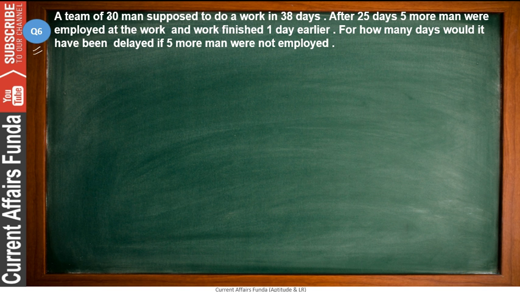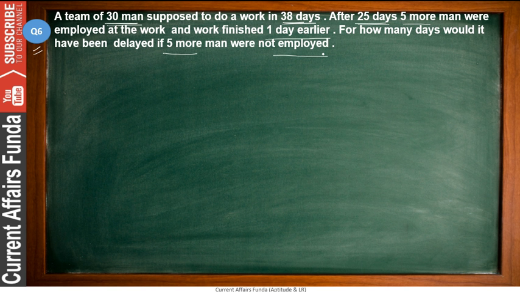So our question is like this: a team of 30 men supposed to do a work in 38 days. Okay, so there are basically 30 men in a team and they are taking 38 days to do a work. After 25 days 5 more men were employed at the work and work finished 1 day earlier. For how many days would it have been delayed if 5 more men were not employed? Okay, so you can easily understand the language.